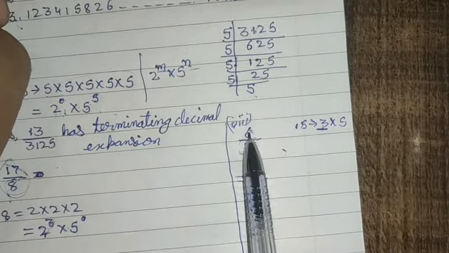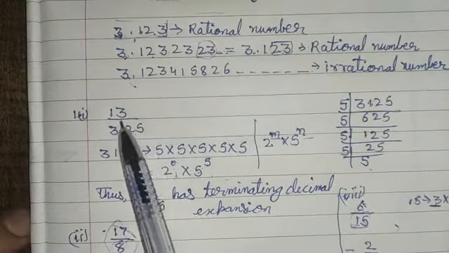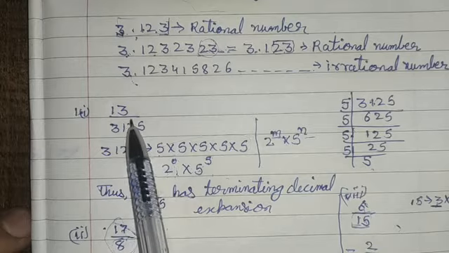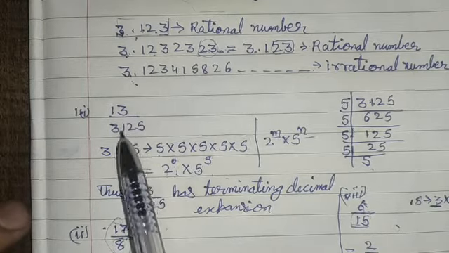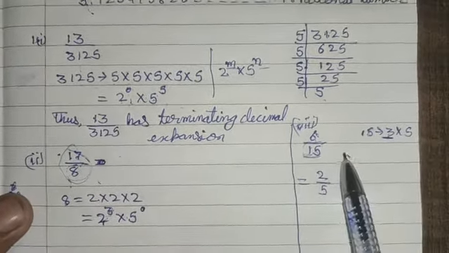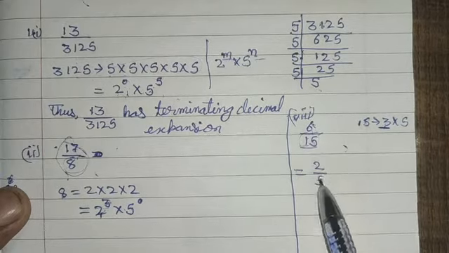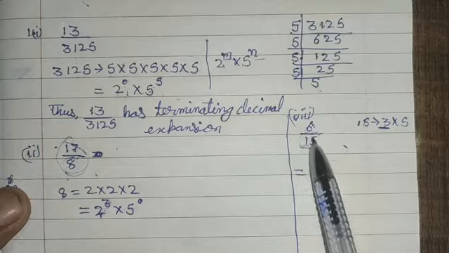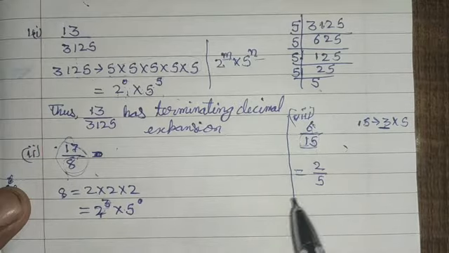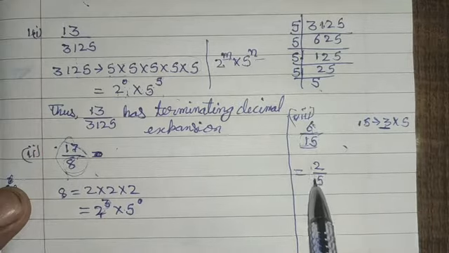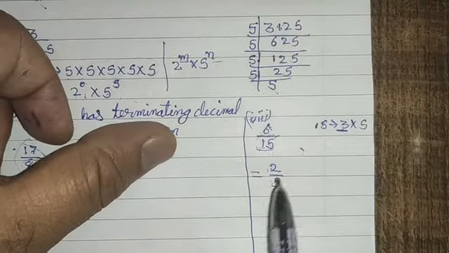Now here we haven't converted these numbers into co-prime form because these are already in co-prime form. But in the case of 6 upon 15, these are not co-prime. They have 3 as a common factor. Here 3 twos are 6 and 3 fives are 15, except 1. So first of all we will convert it into co-prime form.